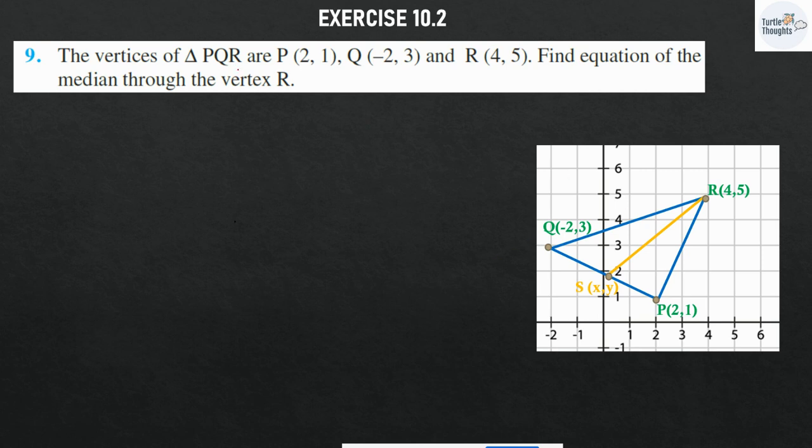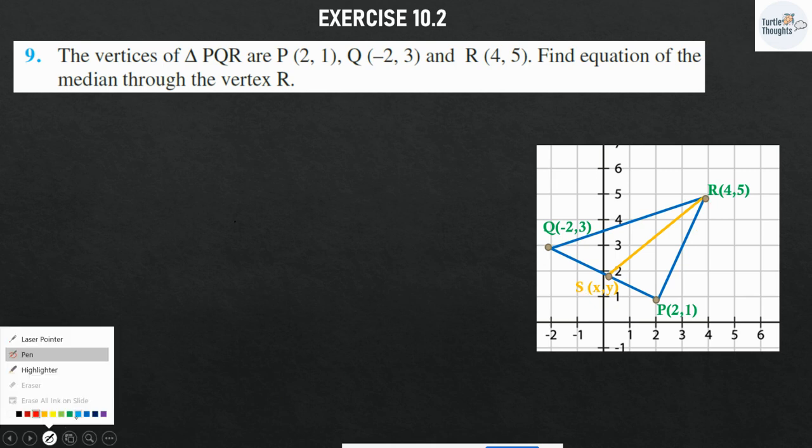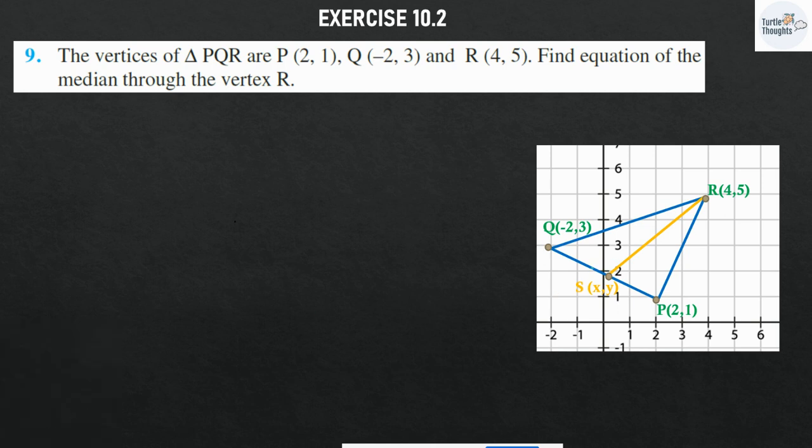So triangle PQR is given, and I have plotted the same on the graph. Find the equation of the median through the vertex R. From the vertex R, I have drawn a median. The median is RS, so we have to find the equation of the line RS. This is what we have to do in the question. So let me write down the median. RS is the median.